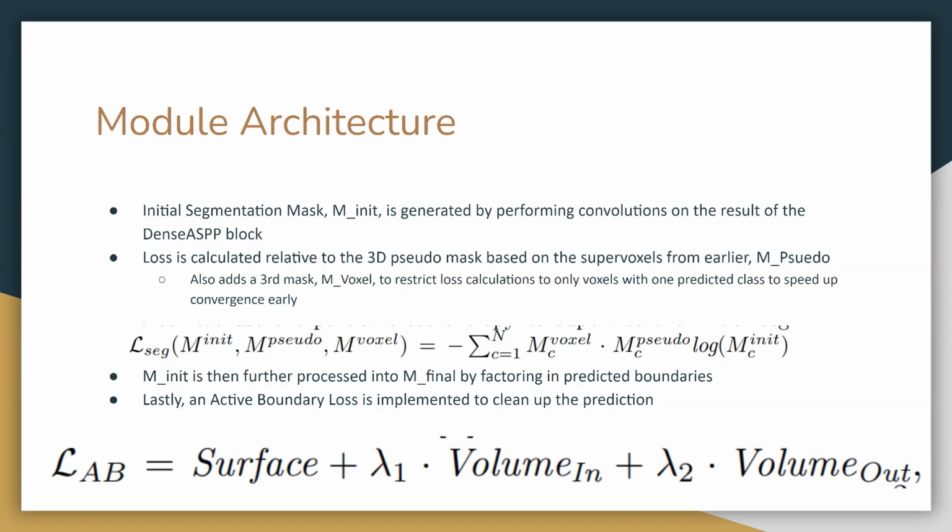So that gives you an initial guess at what your segmentation masks are. You then calculate loss relative to the 3D pseudo mask that we generated via the label propagation module. So using the clustered supervoxels from the Scribbles, we use that as our ground truth. There's also a third mask they introduce, mvoxel, to restrict loss calculations to only voxels where there's one predicted class, because due to overlap in 3D images and the way Scribbles may propagate, something may be predicted as 2 classes.